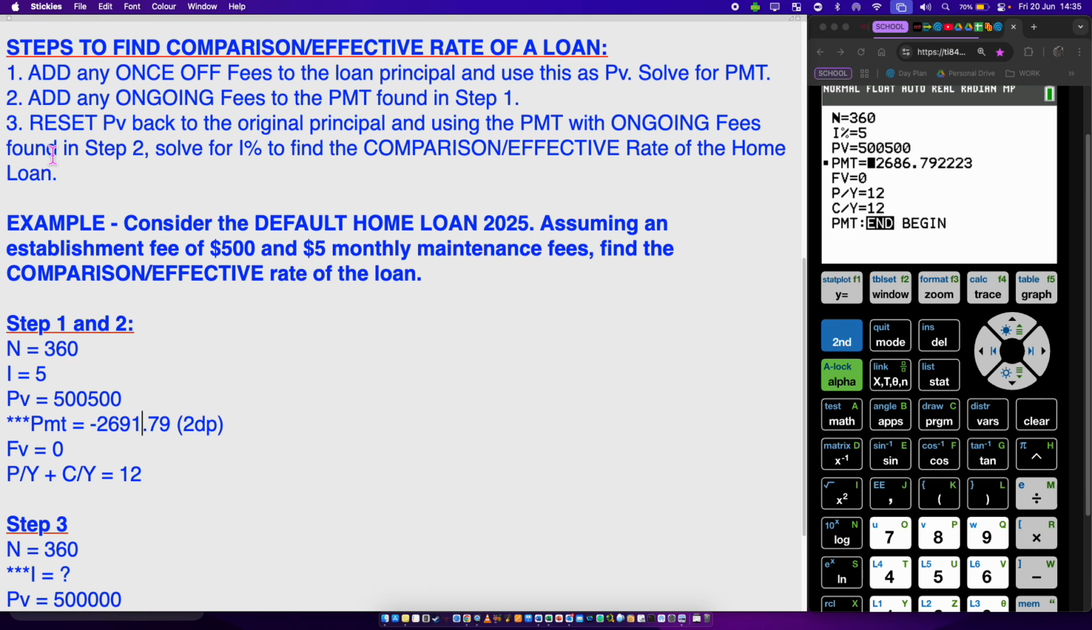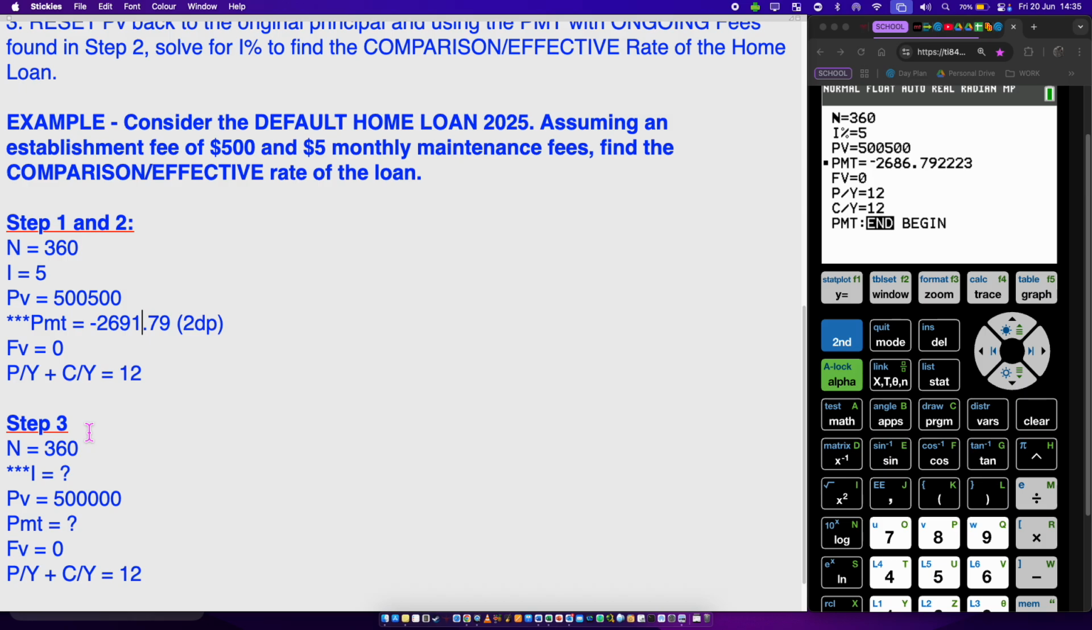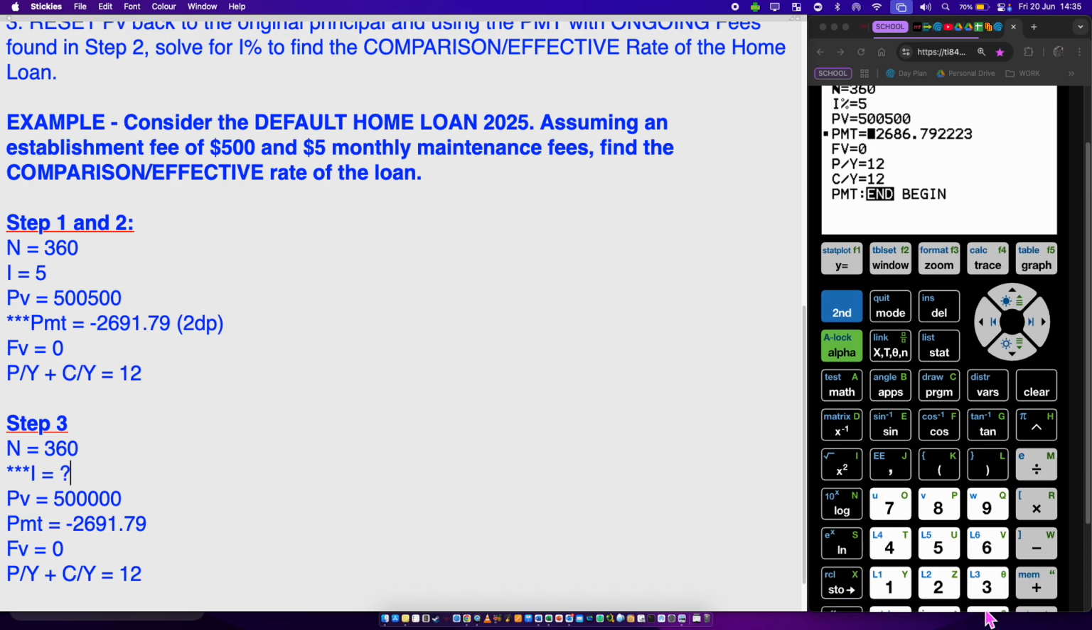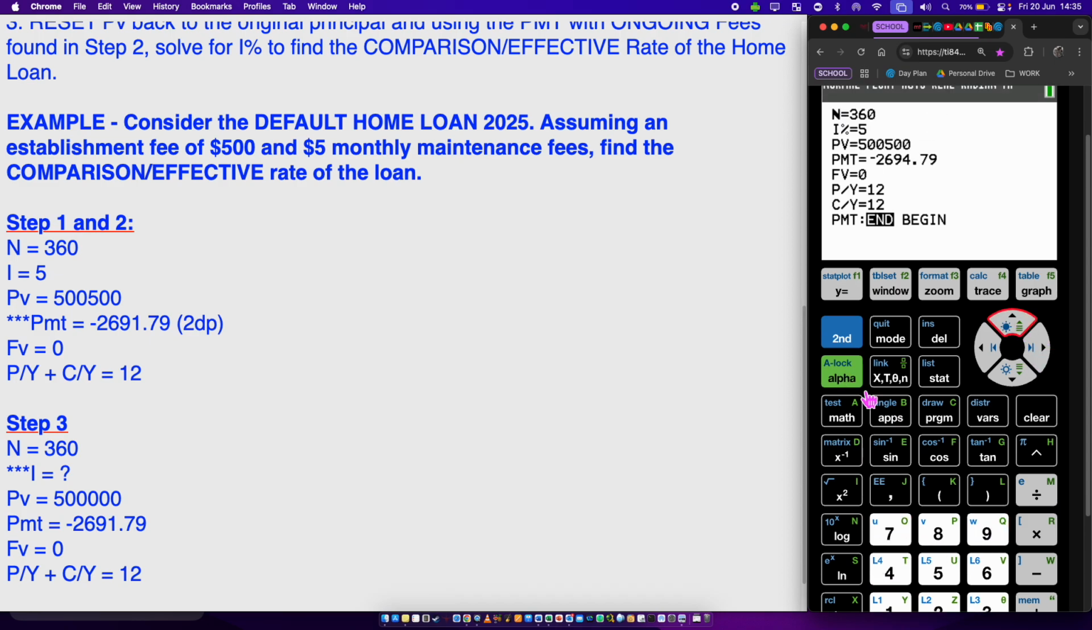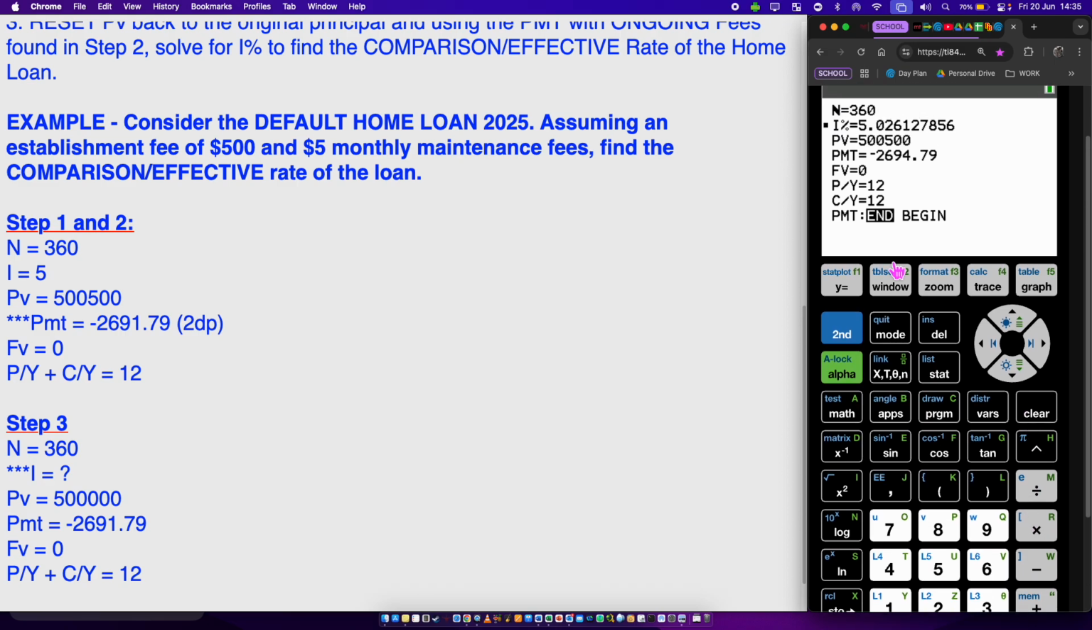So what's step 3? Reset PV back to the original principal. Because what was my loan meant to be? It was meant to be $500,000. What are the payments that I'm using to achieve that? My payments are larger than they used to be. So now, negative 2,691.79. My payments are too large for the original loan. So the only thing that's going to change is my rate is larger because of that. Okay? So for a $500,000 loan, where I'm actually paying $2,691.79 every month, my interest rate is actually 5.03% to 2 decimal points.